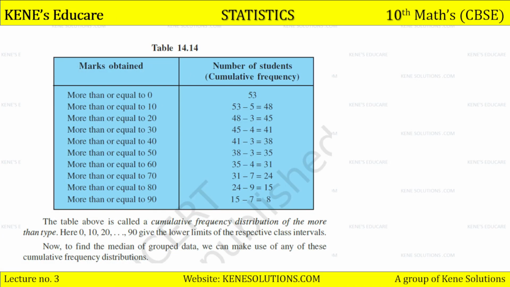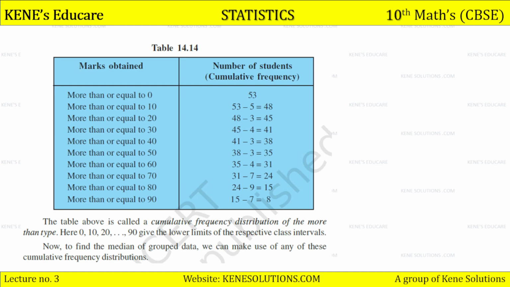Next table: marks obtained, number of students, and cumulative frequency. So more than or equal to 0, 53, then 48, 45, 41, 38, then 35, 31, 24, 15 and 8. So the table above is called cumulative frequency distribution of more than type. Here 0, 10, 20 up to 90 give the lower limit of the respective class intervals.